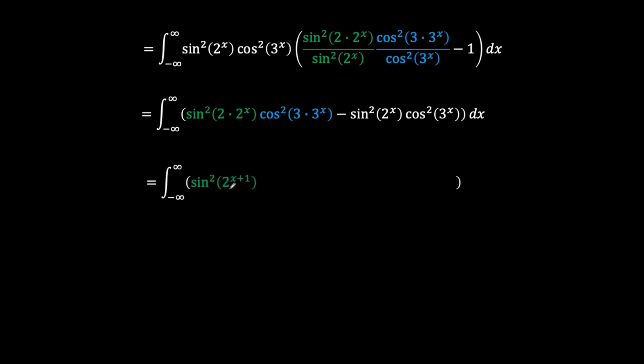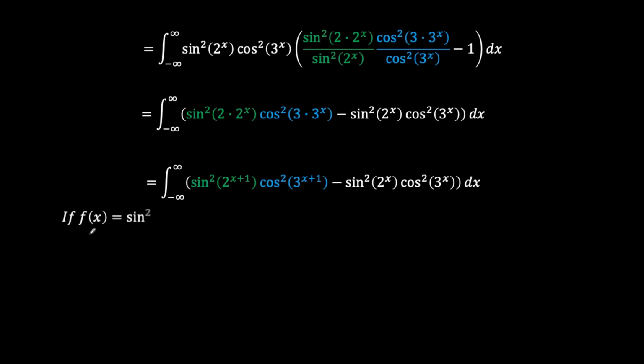Since the bases here are the same, we have sine squared 2 to the power x plus 1 times cosine squared 3 to the power x plus 1, minus sine squared 2x times cosine squared 3x. If you look at these two functions, they are pretty similar, only that in the first component, or the first term, x has been replaced with x plus 1.